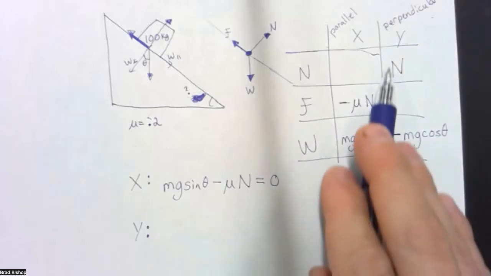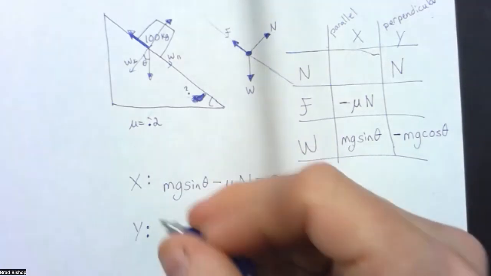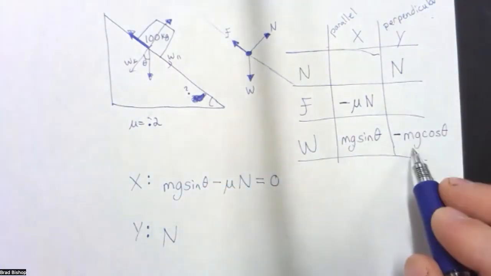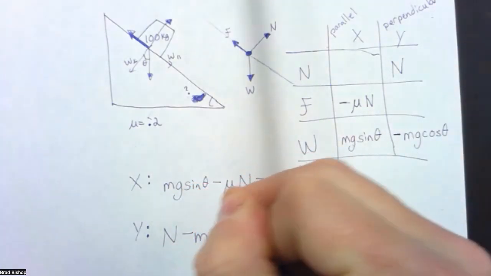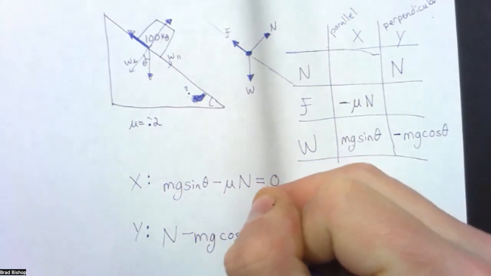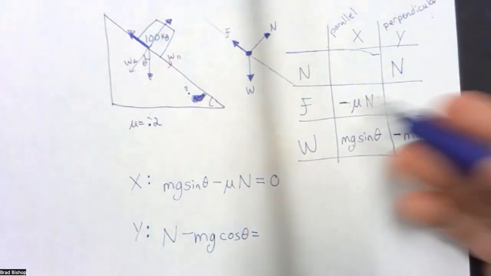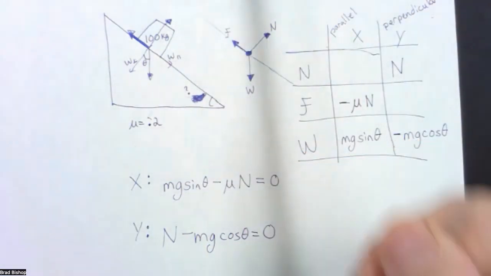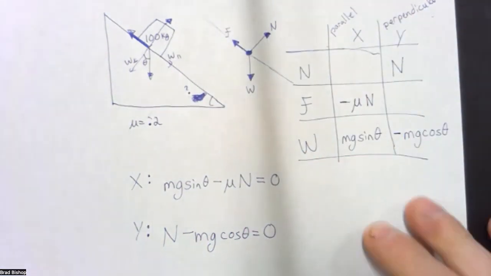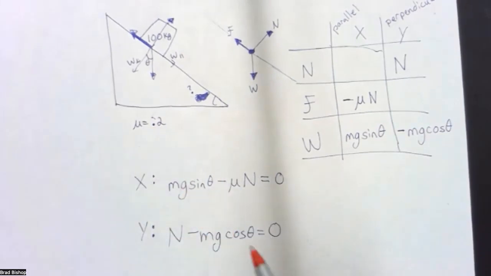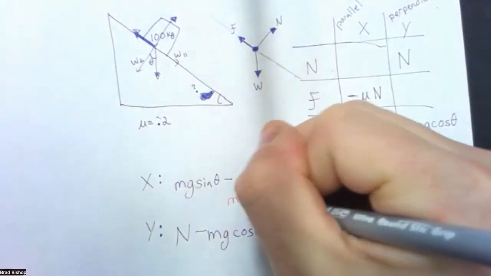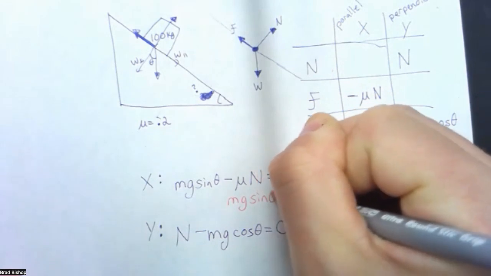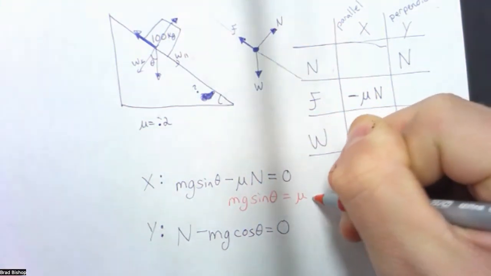For the Y direction, same thing. Add up the column, normal, minus mg cosine, equals, and again, it's not accelerating in the vertical direction either, so equals 0. I can rewrite both of these equations just a little bit. Mg sine theta equals mu times normal.